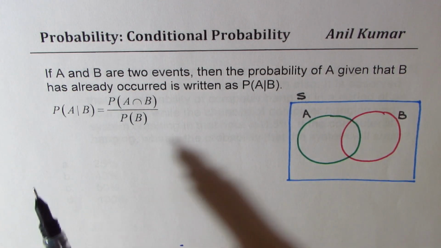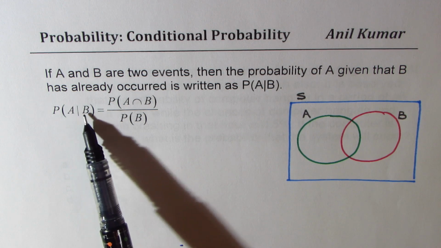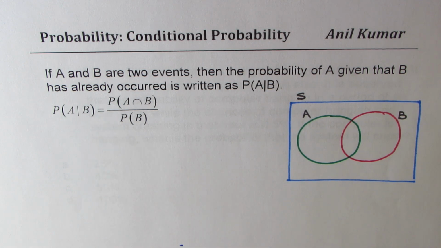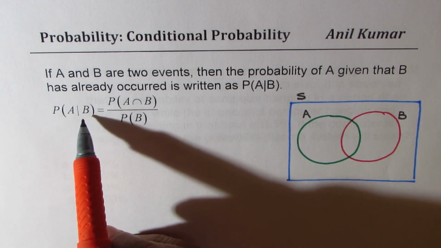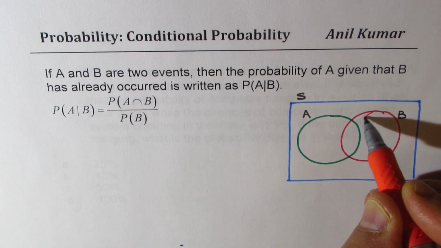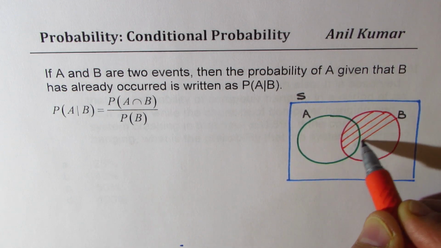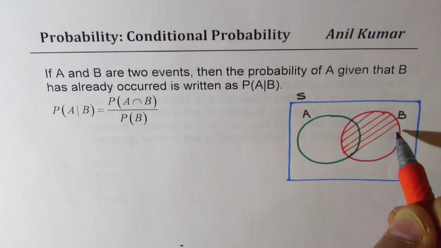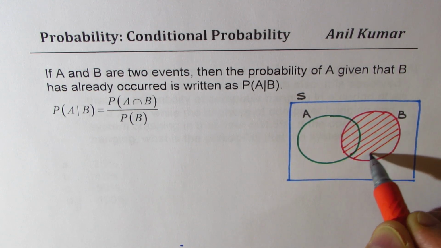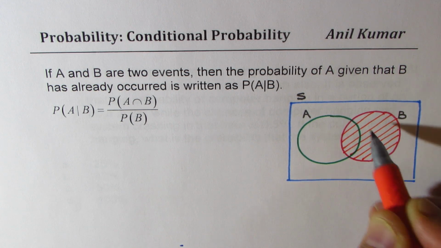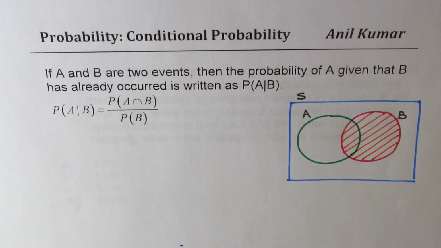Now when I say probability of A when B has occurred, it really means what? Probability of A when B has occurred, that means B is this. So B has happened. So that becomes my sample space for conditional probability. We are saying that this event B is already done. Now find the probability of A happening.